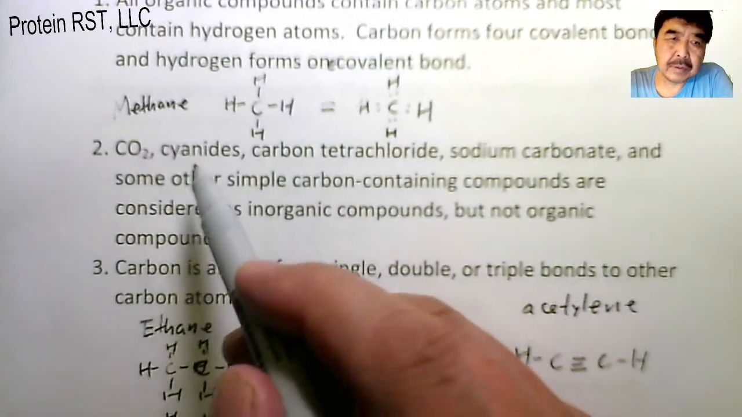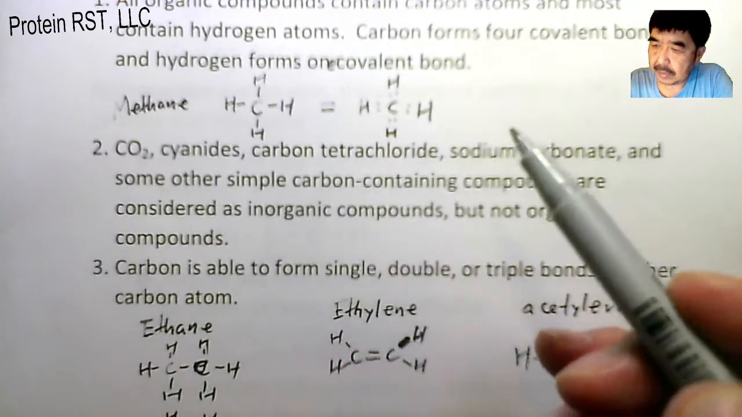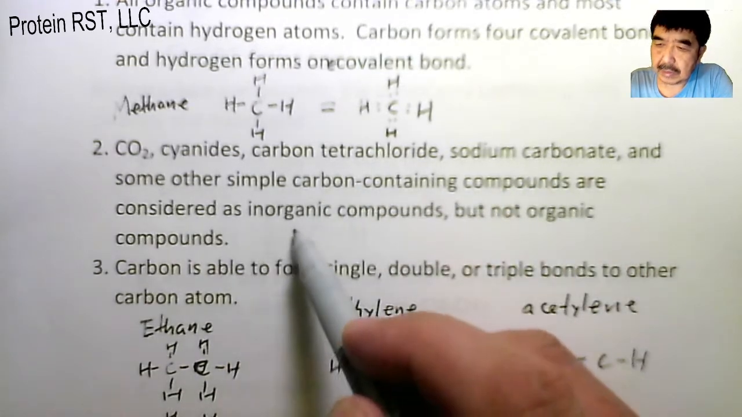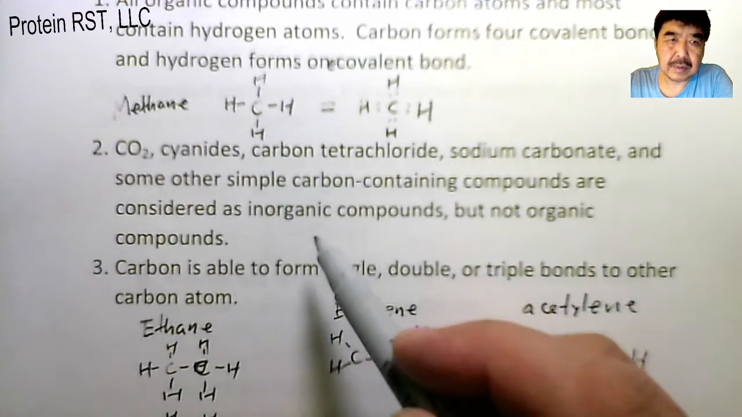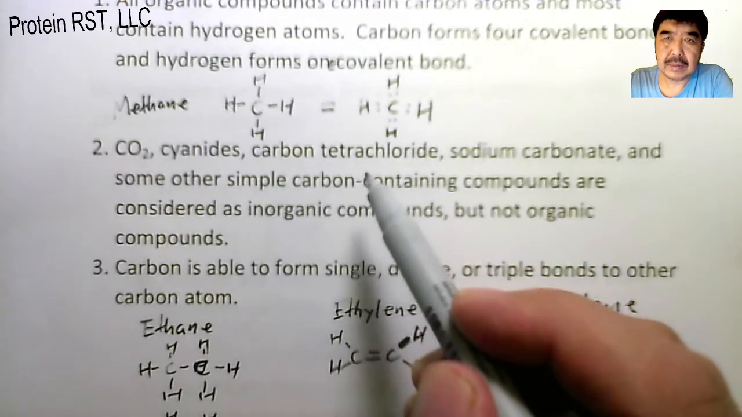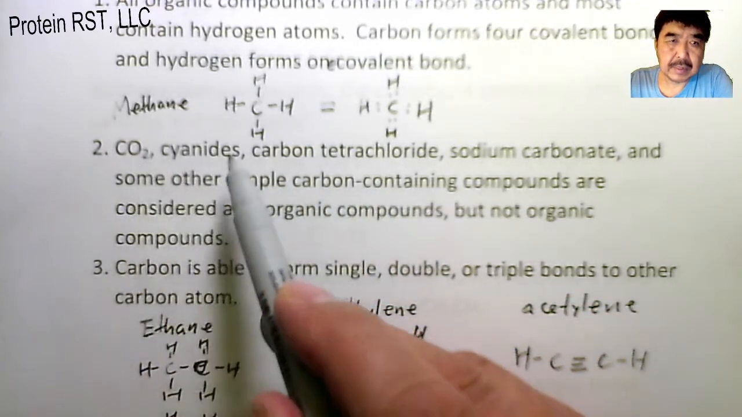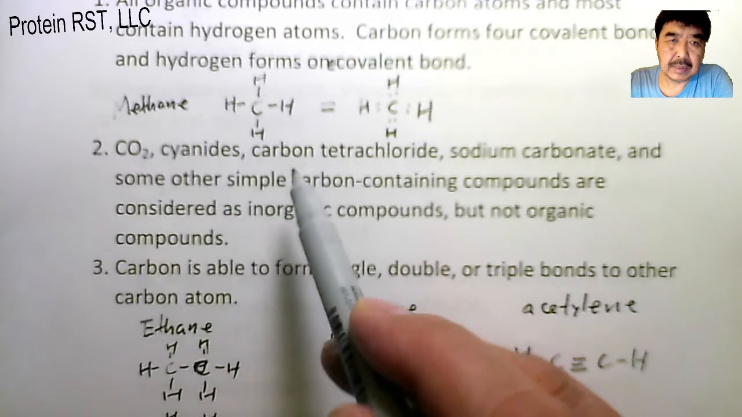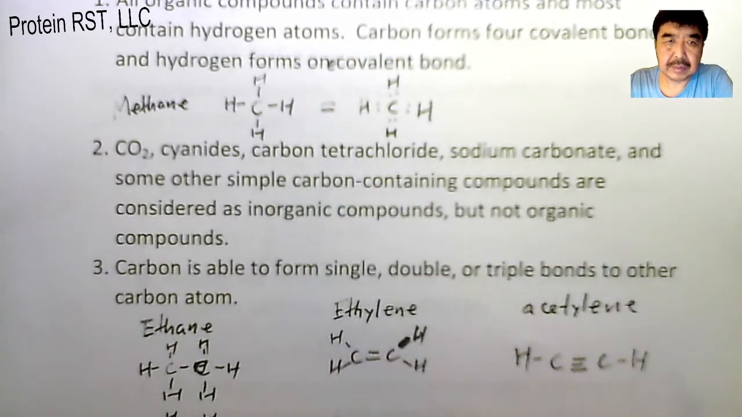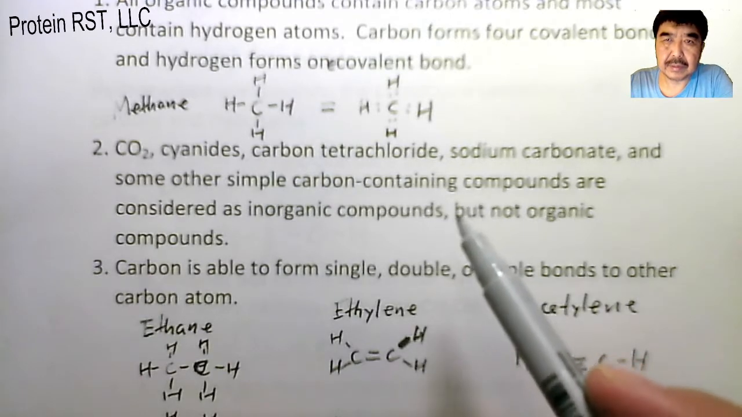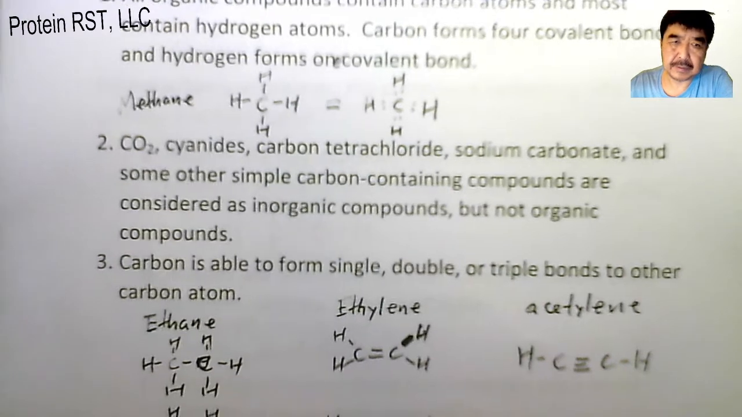Some simple carbon-containing molecules are considered inorganic compounds, not organic compounds. Those molecules include carbon dioxide, cyanides, carbon tetrachloride, and sodium carbonate. Although they have carbon inside, they are not considered organic compounds.